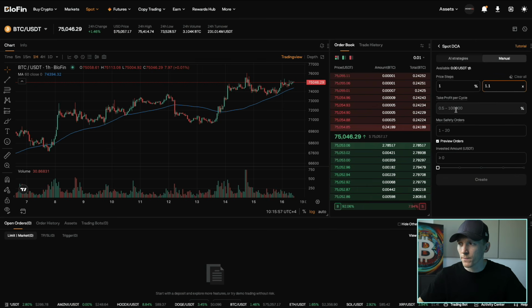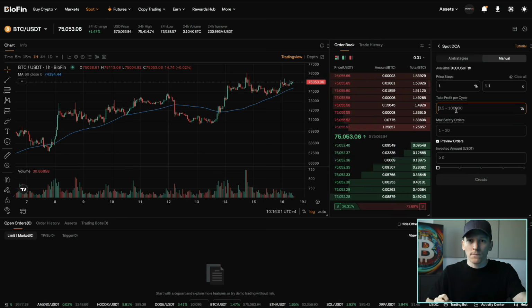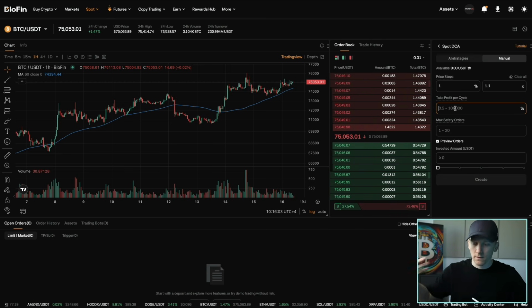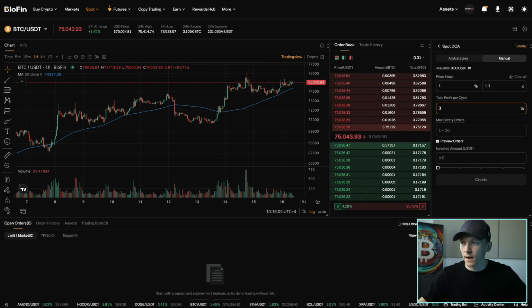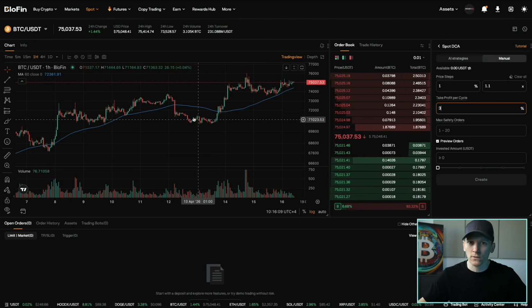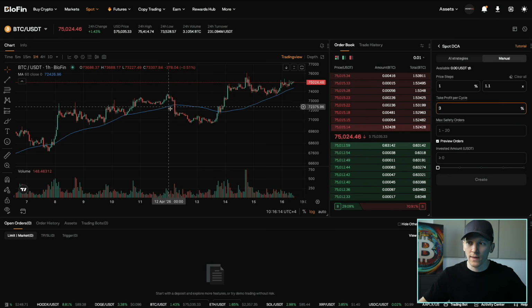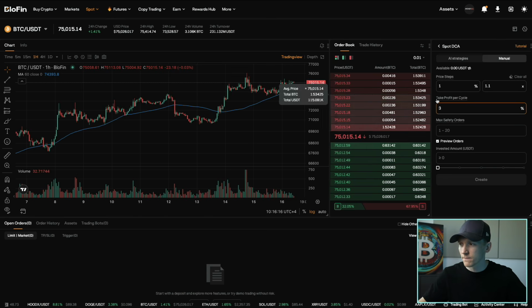There's also a take profit per cycle. So again, that's like this right here. So at what level, at what percentage profit do you actually want to take profits, let's say 3% or something like that. So this is a short-term trading strategy really, right? What you're looking to do is you think that there might be a dip, and you're looking to just kind of buy an average price and then wait until hopefully the price recovers.